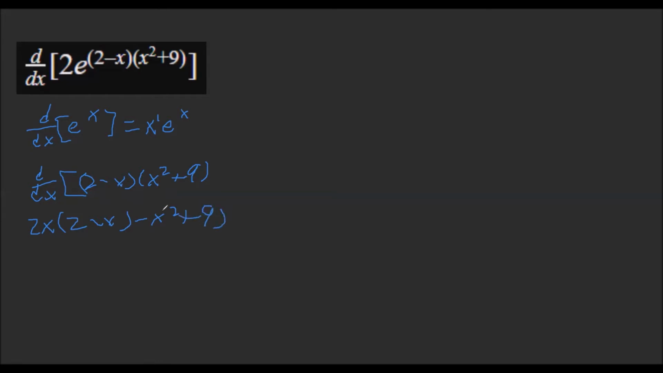So this is the derivative of the term that x is raised to the power of. And so we can just throw this in front of x. We have to remember to multiply this by 2. And so this over here is equal to 4x times (2 minus x), minus 2, times (x squared plus 9), times e to the power of 2 minus x times x squared plus 9.